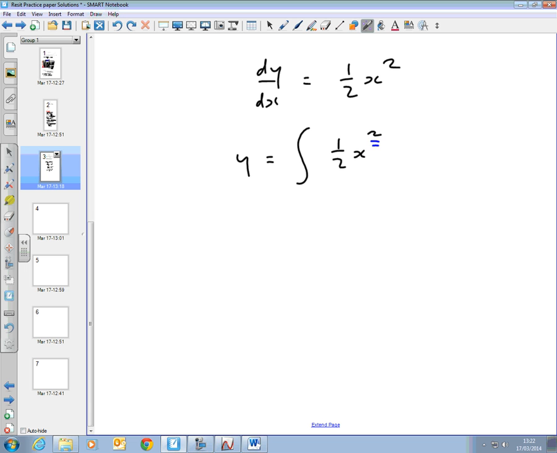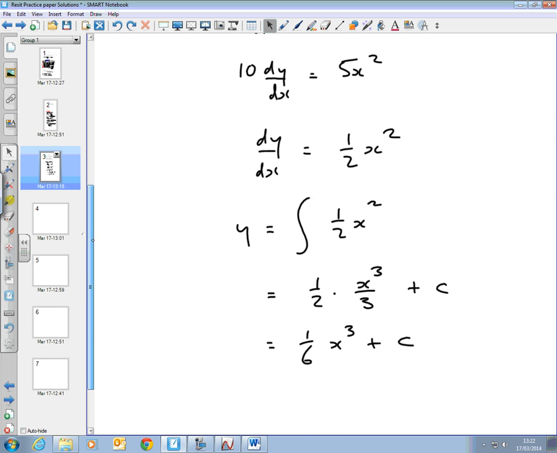So the power is 2. Adding 1 to that gives me x cubed. So it's a half times x cubed over 3 plus c. 3 times 2 gives 6, so this gives me 1 over 6 of x cubed plus c, which is the answer that you're actually asked to come up with in part A.